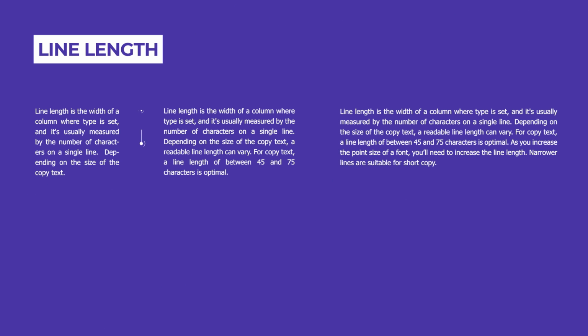Line length is the width of a column where type is set, and it's usually measured by the number of characters on a single line. For copy text, a line length of between 45 and 75 characters tends to be optimal.